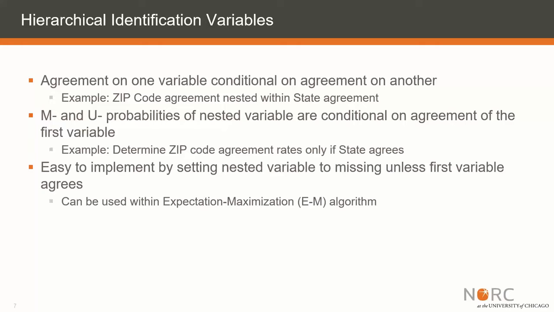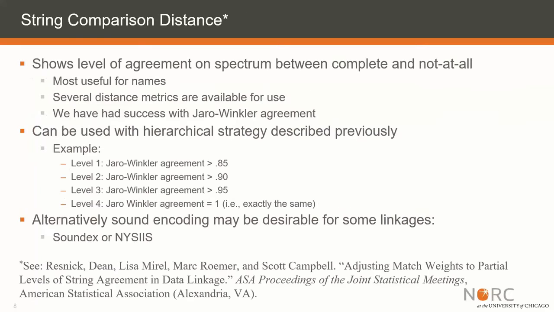In terms of estimating the weights for these, this is done with the expectation maximization algorithm, which we will talk about a little further on. It is a method of estimating the M and U probabilities and the agreement and disagreement weights when you don't have a gold standard training file to estimate them from. So this will work just fine using the expectation maximization algorithm.